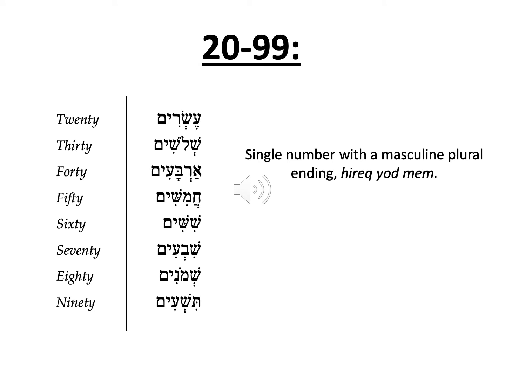To form the numbers 20 through 99, simply add the masculine plural ending hirik, yod, mem to the cardinal number 3 through 9. You'll notice that 20 is not formed by placing the masculine plural ending on the number 2, but instead on the number 10, so that 20 is actually tens and is understood as 20. Whenever numbers are in a string, for instance, if the number was 44, the number 4 would come before the 40. So we would have arba, arbaim, 44, or 4 and 40.